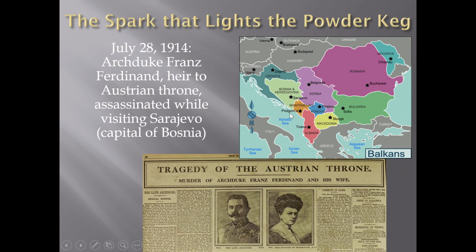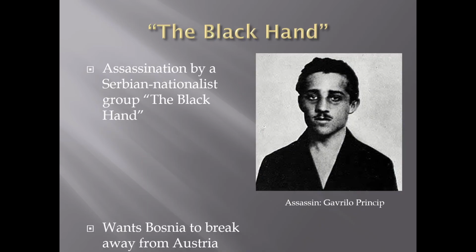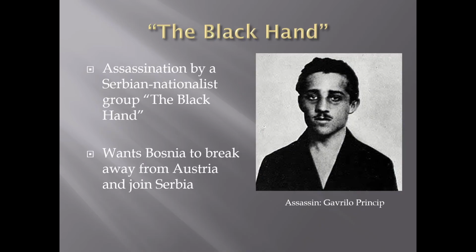But it doesn't come out of nowhere. These seeds, these nationalist ideas, have been in the mix. They've been fermenting for generations. So in this case, there's an assassination of the Austrian prince, Archduke Franz Ferdinand.